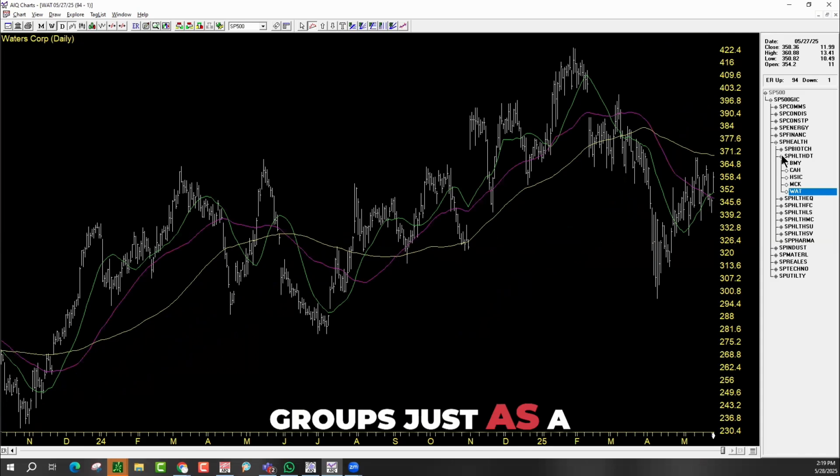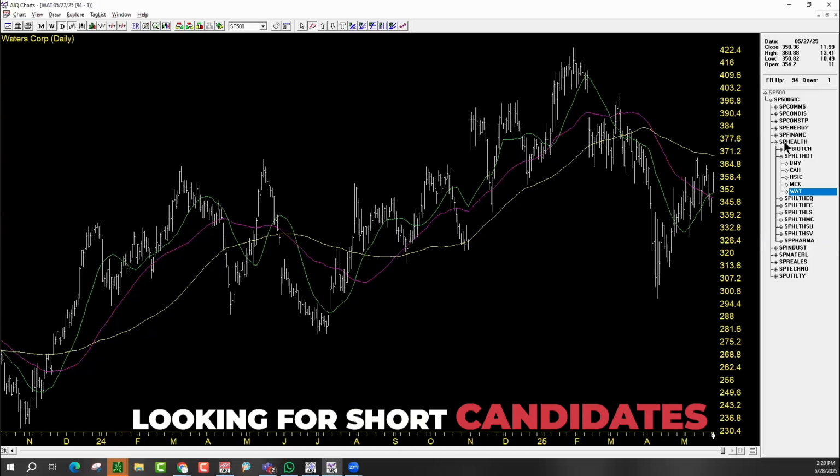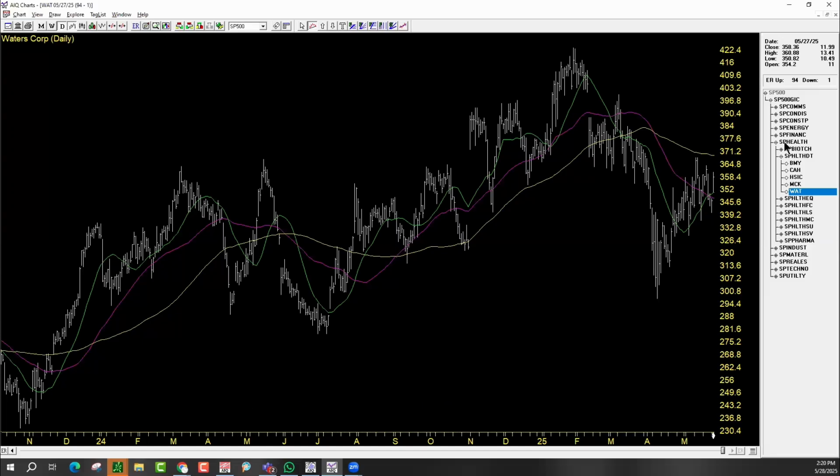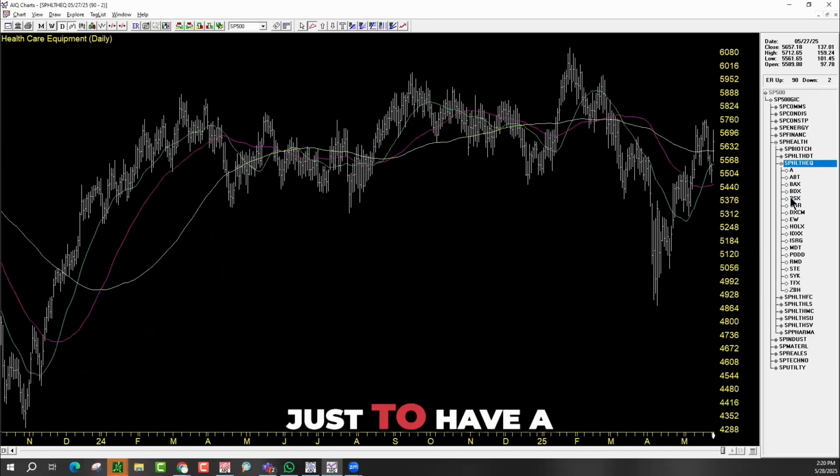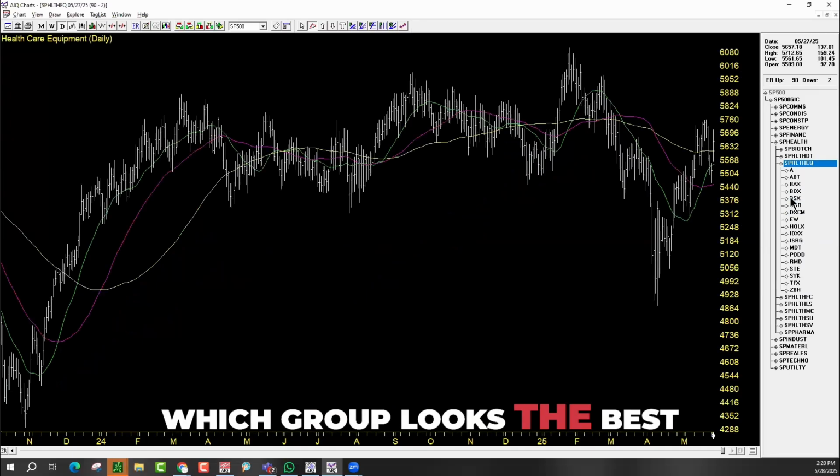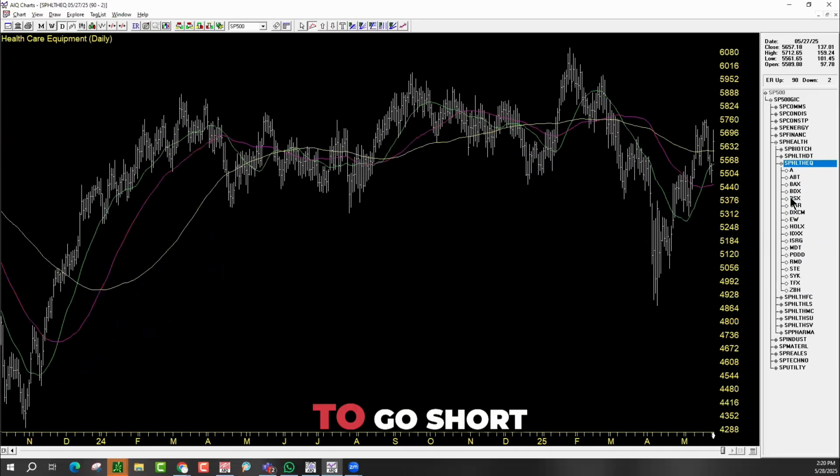So remember, we're looking at the groups just from a chartist point of view, from a weak sector, the health sector, and it's going down. We're looking for short candidates in a market that's in a little bit of flux. So I can just move to the next group. I've got all these other groups within there just to have a look and see which group looks the best, has the best candidates to go short.